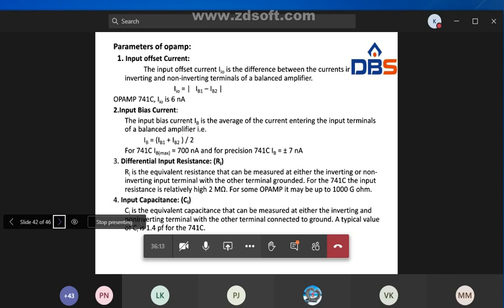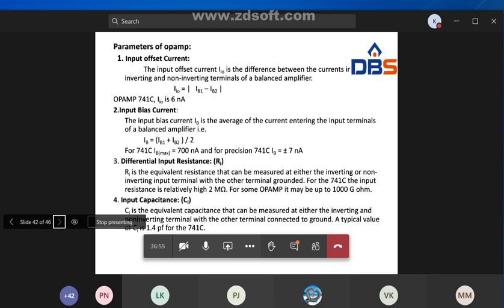Next one is input capacitance. It is the equivalent capacitance that can be measured at either the inverting or non-inverting terminal with the other input terminal connected to ground. The typical value of input capacitance is 1.4 picofarads.